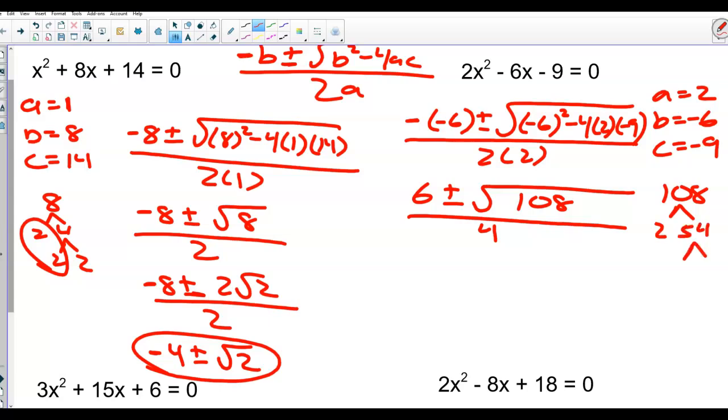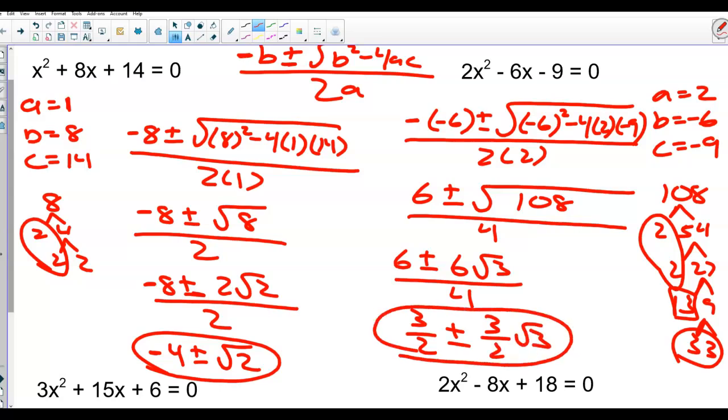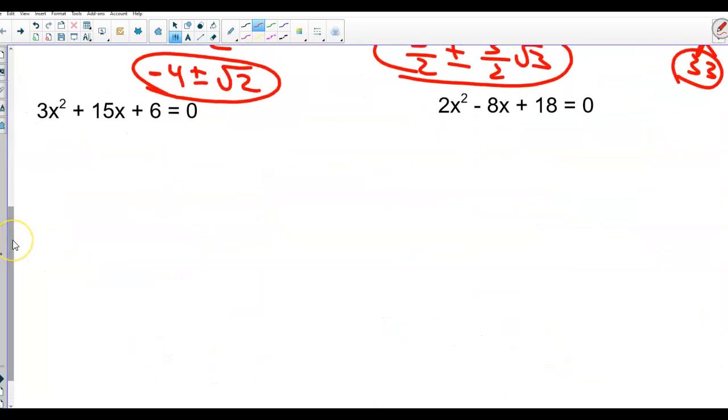2 and 54, 2 and 27, 3 and 9, 3 and 3. Pair of 3s, pair of 2s, with a 3 left over. So that becomes 6 plus or minus 6 root 3 over 4. And that needs to be split up. 6 over 4, 3 halves, times a root 3. And that right there.